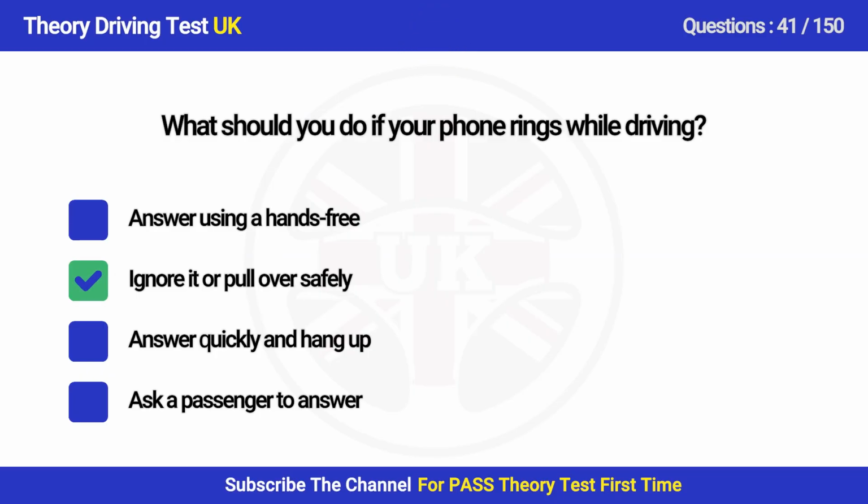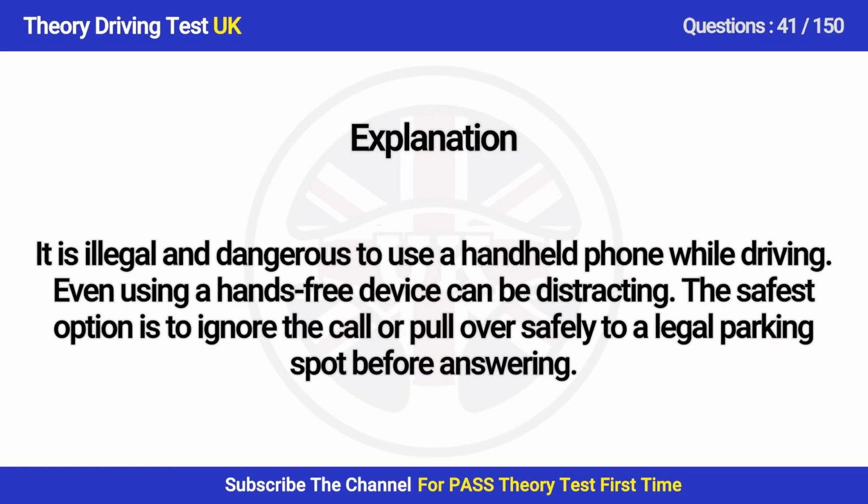Answer is B. Ignore it or pull over safely. It is illegal and dangerous to use a handheld phone while driving. Even using a hands-free device can be distracting. The safest option is to ignore the call or pull over safely to a legal parking spot before answering.